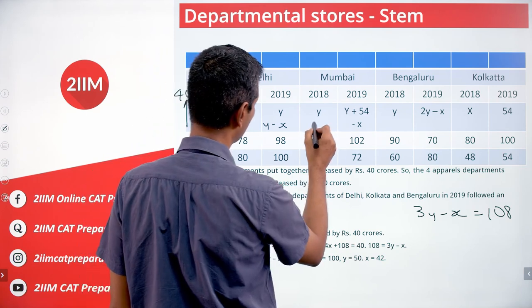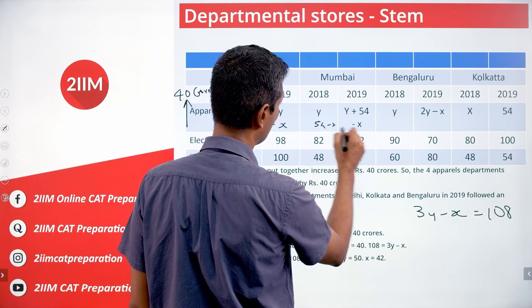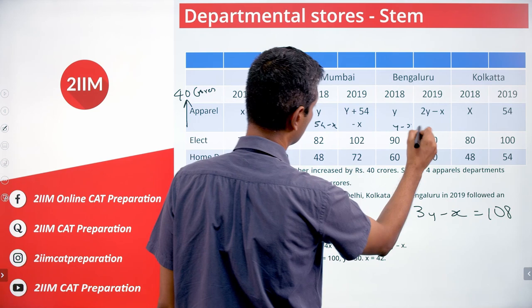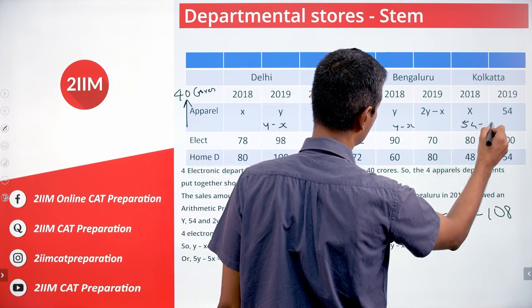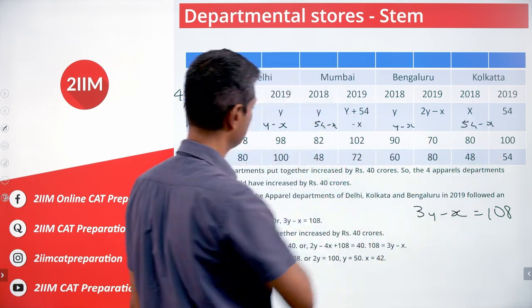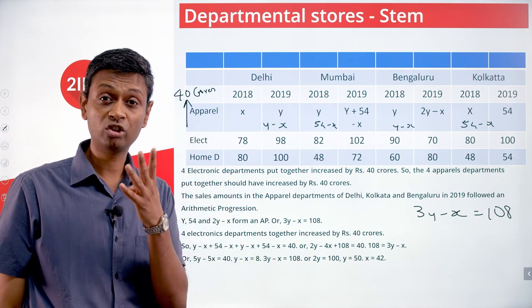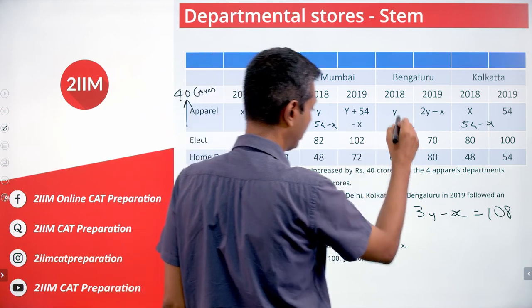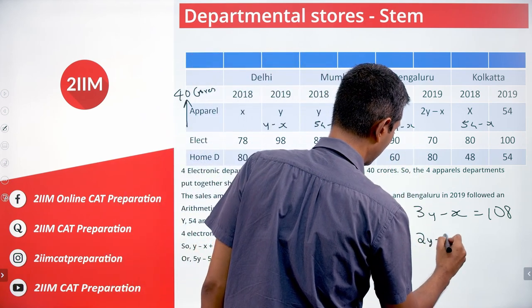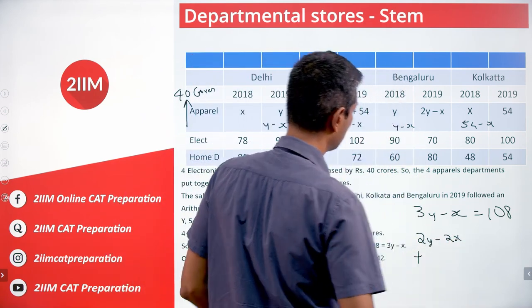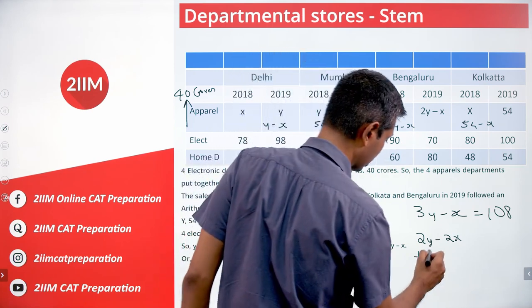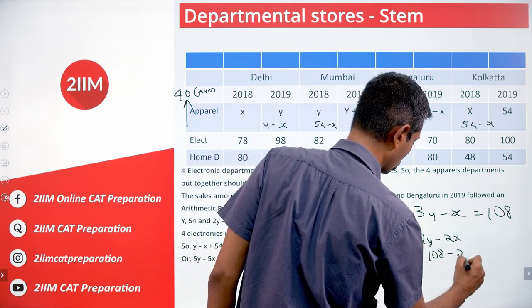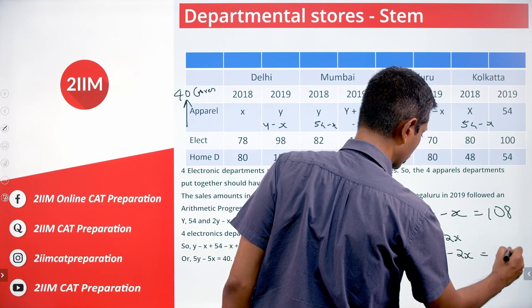What is the increase here? Here it is 54 minus x. Here this is y minus x. Here this is 54 minus x. We already know these two are equal. The total amount increase is 40, so y minus x plus y minus x, 2y minus 2x, plus 54 minus x plus 54 minus x. 108 minus 2x equals 40.